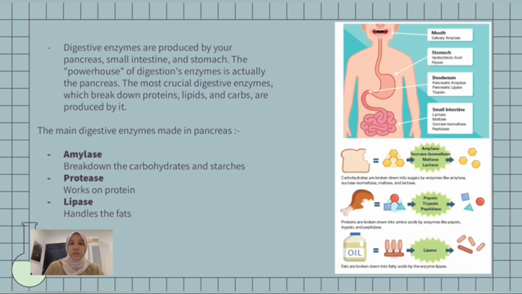The most crucial digestive enzymes, which break down proteins, lipids, and carbohydrates, are produced by it. The main digestive enzymes made in the pancreas are amylase, protease, and lipase. Amylase will break down carbohydrates and starch. Protease works on protein. Lastly, lipase will handle the fats.